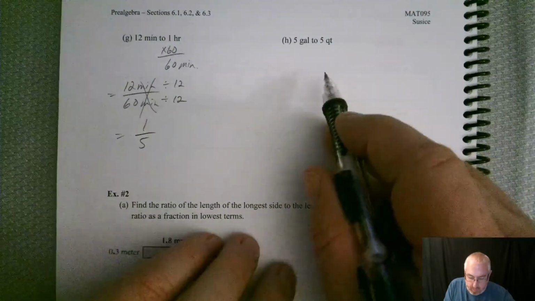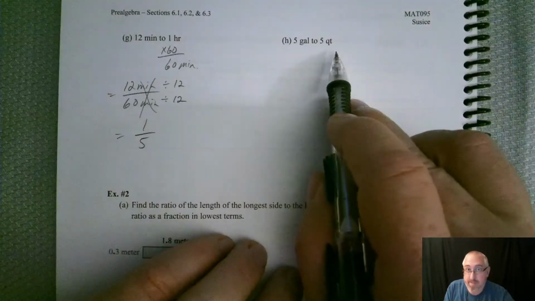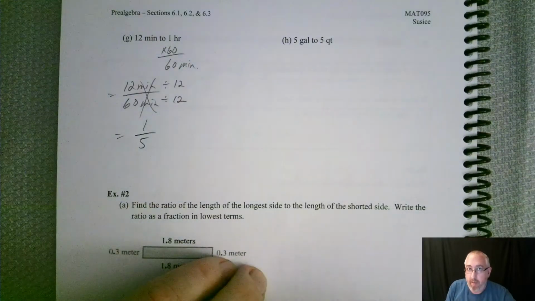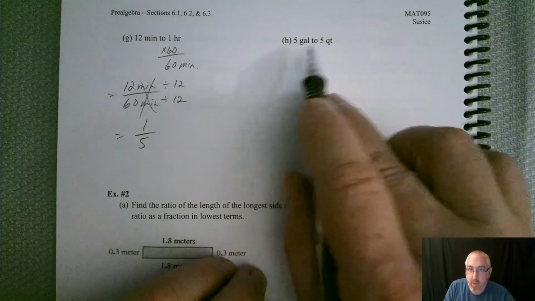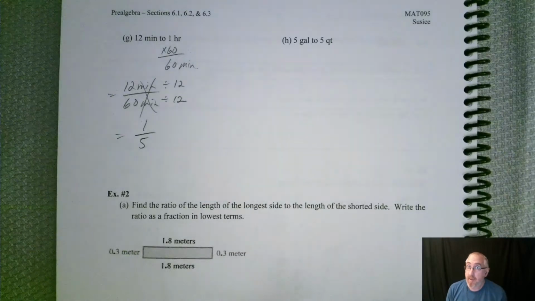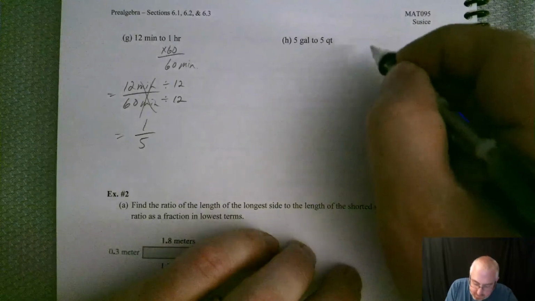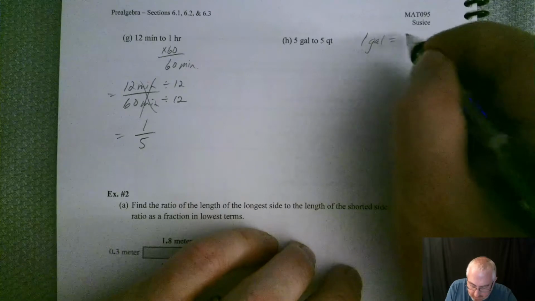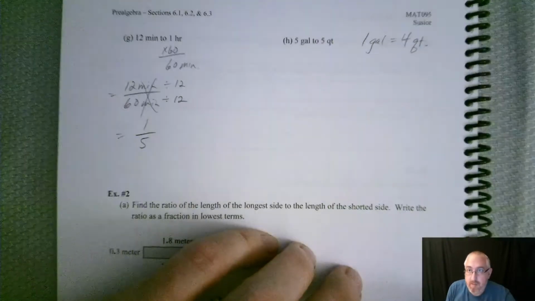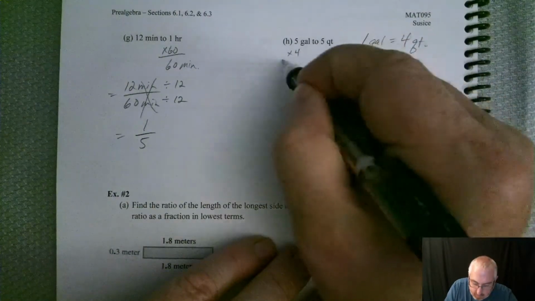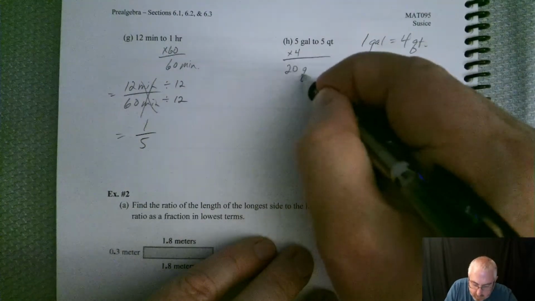Okay, one more. Gallons and quarts. So which one's bigger? Well, gallons are bigger than quarts. So this is the one we want to change. So now the question is how many quarts are in a gallon? Now, if you don't remember that, well, you can look online. But 1 gallon is 4 quarts. So now we know what to multiply it by. So if we multiply it by 4, we're going to end up with 20 quarts.